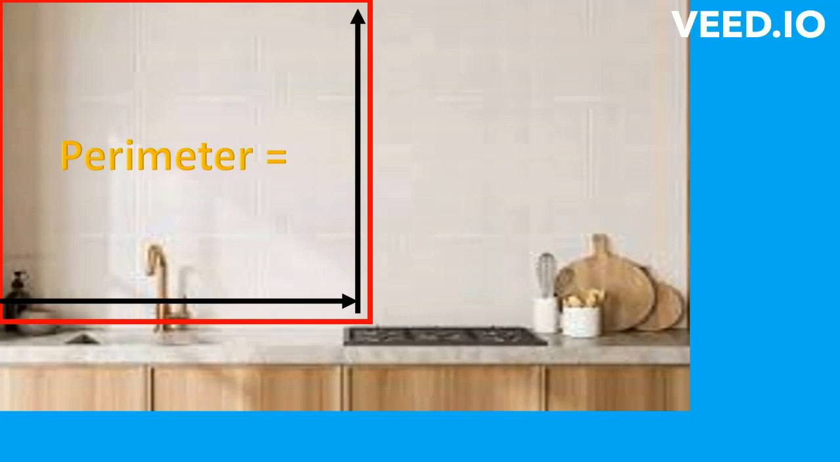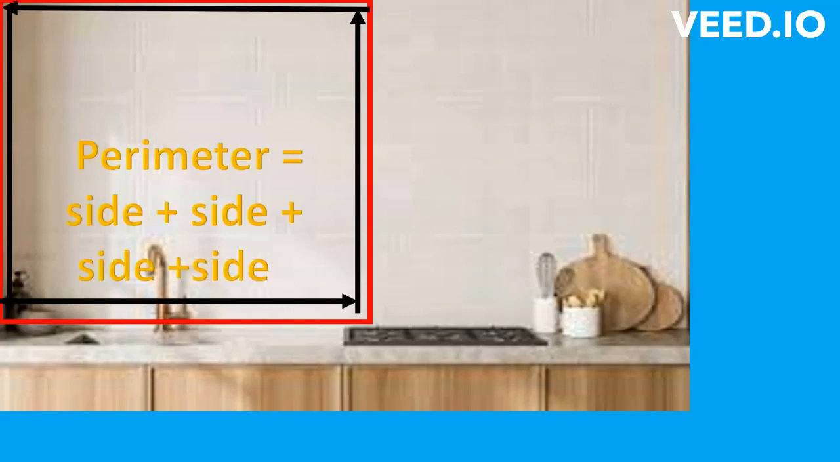So the perimeter will be all the side lengths added together. This plus this plus this plus this. So it will be all the sides added together, which is 4 times side.